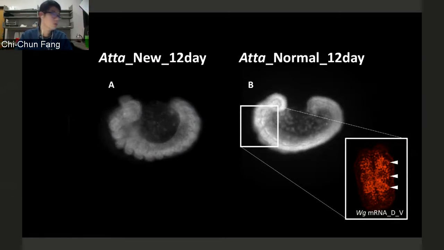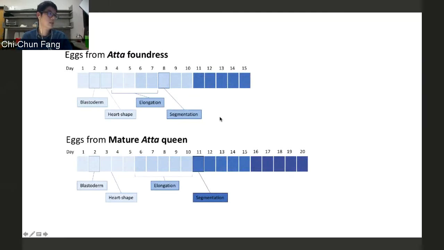At this moment, I want to point out that we first saw that actually during the egg stage, the acceleration is already there. How about the larval stage? How about the pupa stage? We don't know yet, but they are different at the beginning. That means those foundress-laid eggs got sped up when the egg was being laid.